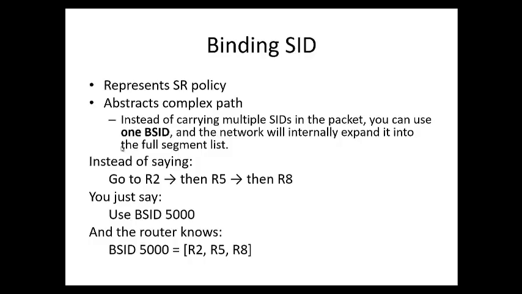So instead of saying these SIDs one after the other every time, we put them in a folder, and we call the folder 5000. 5000 means traffic should go to R2, from there R5, from there R8. Let's read from the top, that represents the SR policy. So go to R2, go to R5 and go to R8 is the SR policy.